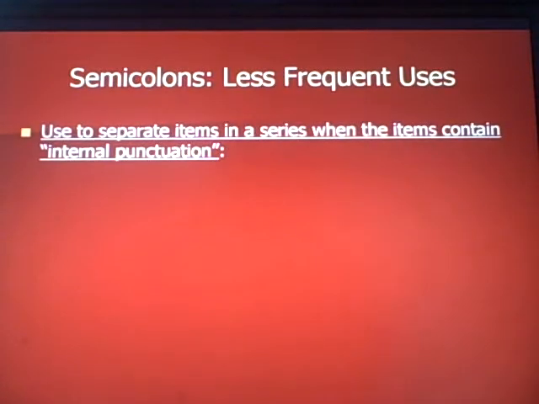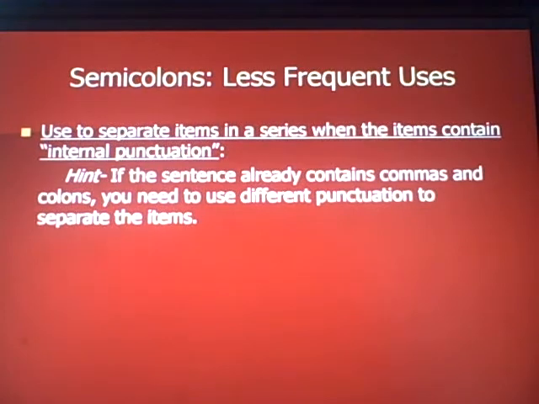There are some less frequent uses that you'll see a little less on the exam and that are a little harder to spot. Use semicolons to separate items in a series when the items contain internal punctuation. That means that the items themselves have commas. Here's our hint. If the sentence already contains commas and colons, you'll need to use different punctuation to separate the items. Here's what I mean by that.